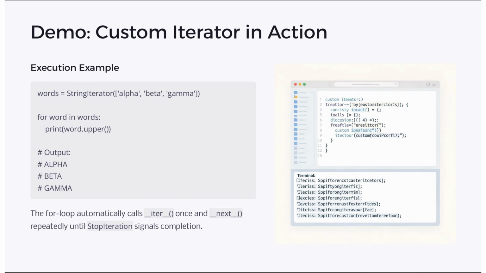Using the StringIterator class, we can iterate over a list of strings. The for loop invokes the iter and next methods, printing each string in uppercase. This demonstrates how custom iterators streamline iteration, automatically handling state and termination with StopIteration.